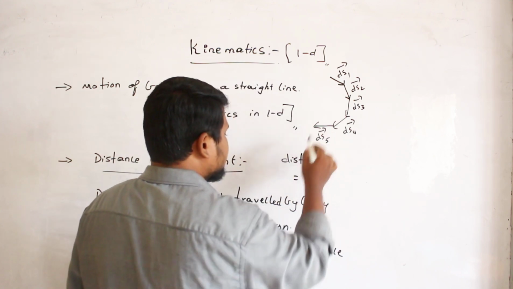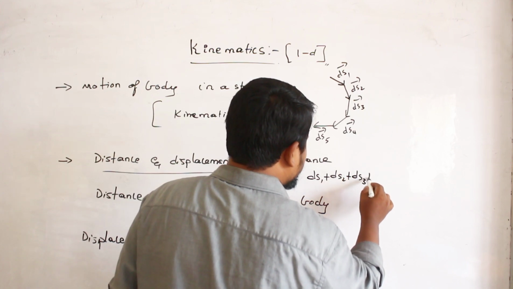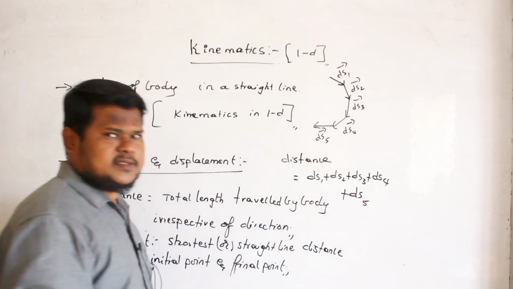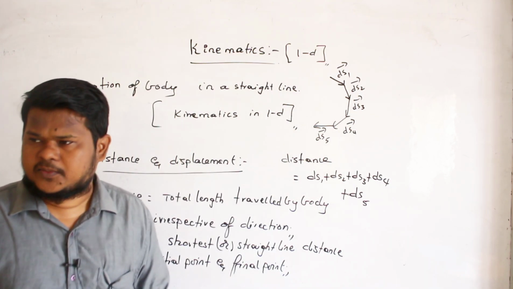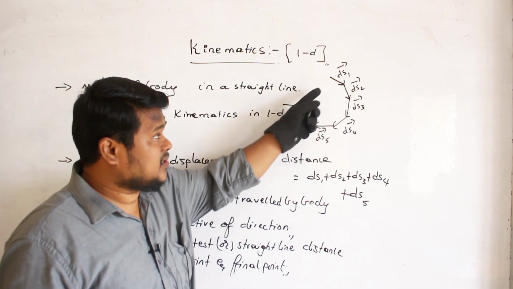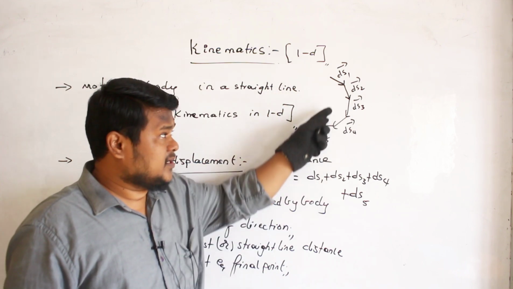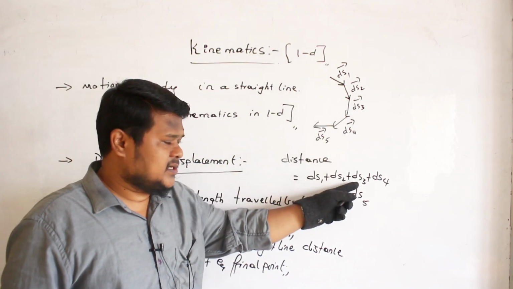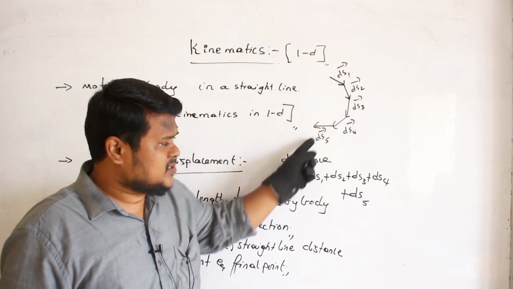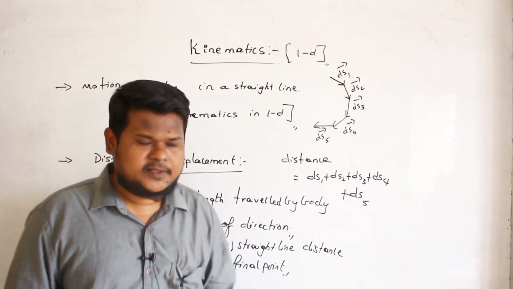Distance can be written as ds1 plus ds2 plus ds3 plus ds4 plus ds5. This is called the distance travelled by the body. Are you able to understand? What is meant by ds1? Magnitude of the first displacement. Clear, no? ds2, magnitude of the second displacement. ds3, magnitude of the third displacement. It means you just add all the values, and then it will become my distance. Are you able to understand?